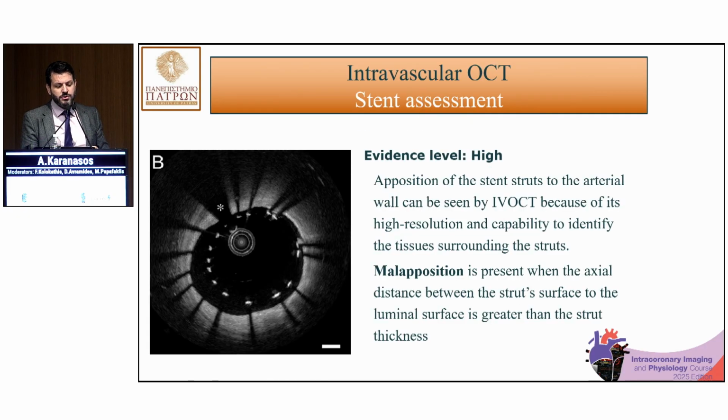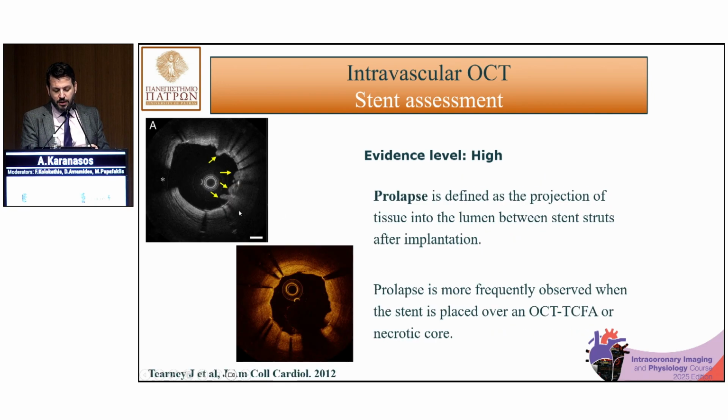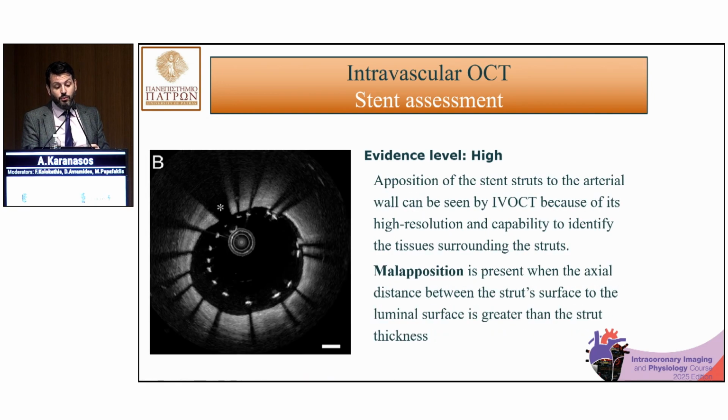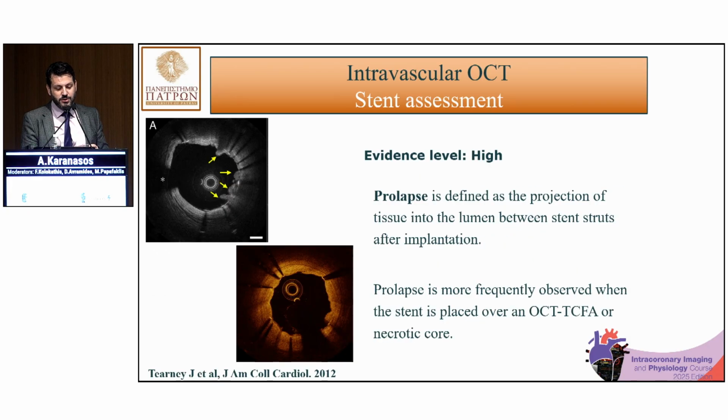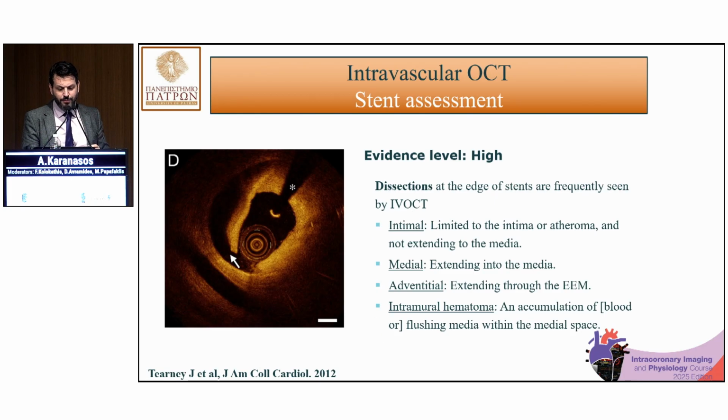Then when we go to stents, you have to know that when we have a stent in the lumen, it's a very bright spot, causing signal attenuation. You cannot see anything behind it. You can only visualize the surface of the stent. Regarding that, we say that we have malapposition when the distance of the stent from the vessel wall is larger than the strut thickness. We can also sometimes see thrombus or tissue prolapsing from within the stent into the lumen.